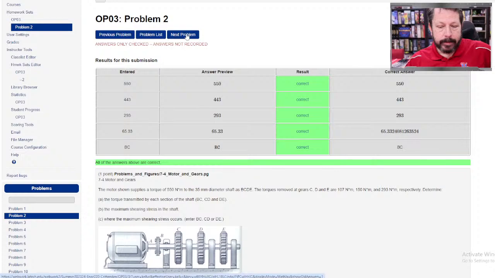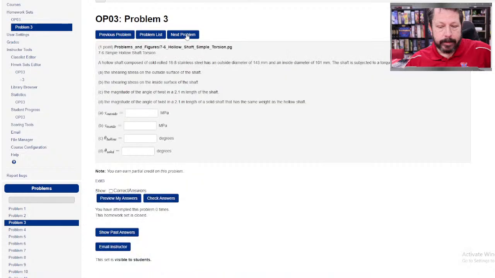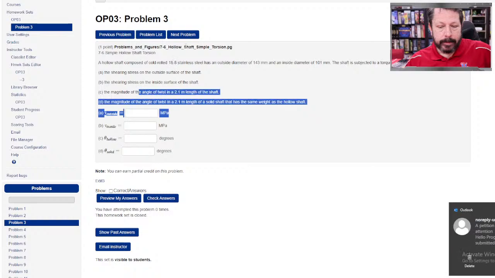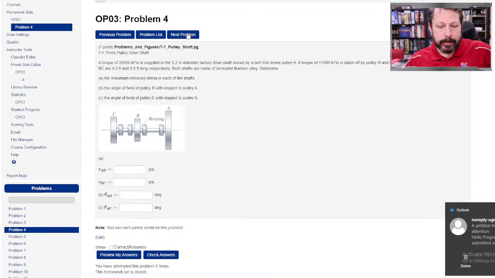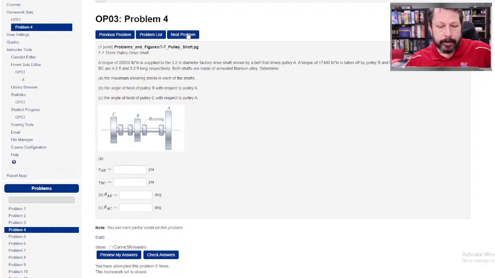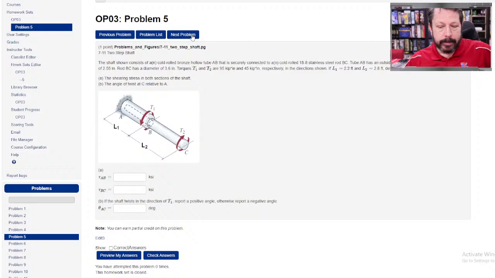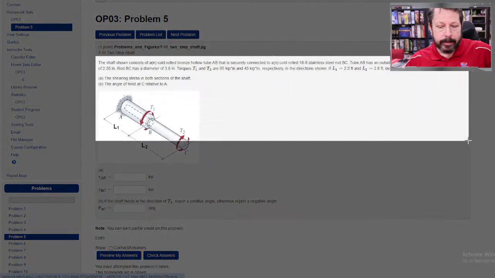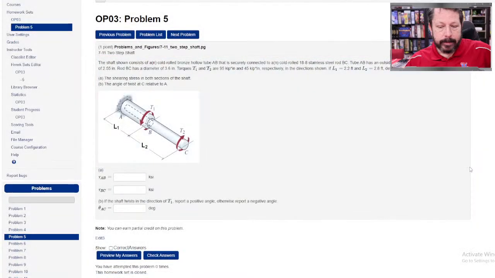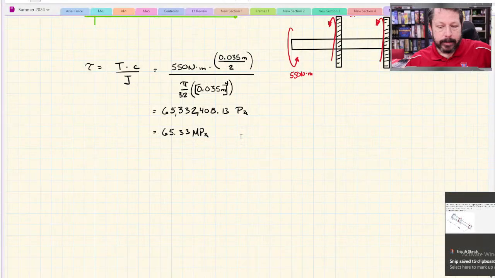Let's see if we can find another web work that would make sense for us to work on right now. This one does ask about angle of twist. We haven't covered that yet. This one is basically just what we did, so that's not anything new. It's just adding angle of twist. Let's do this one. We just won't do the angle of twist part. We'll save that for tomorrow.